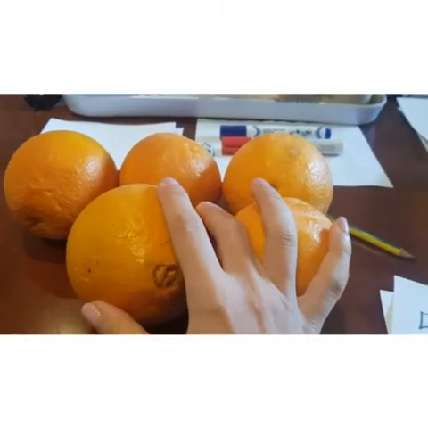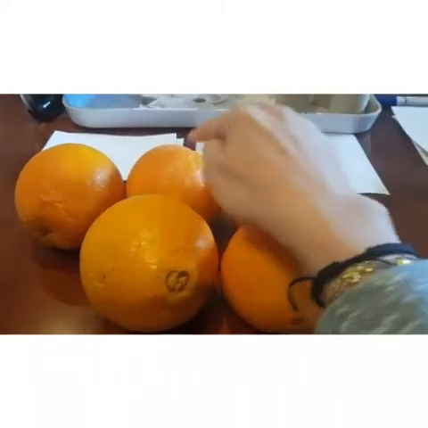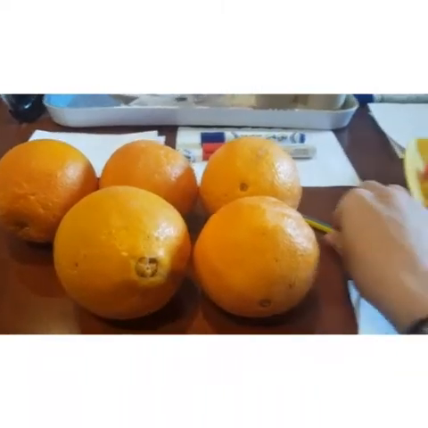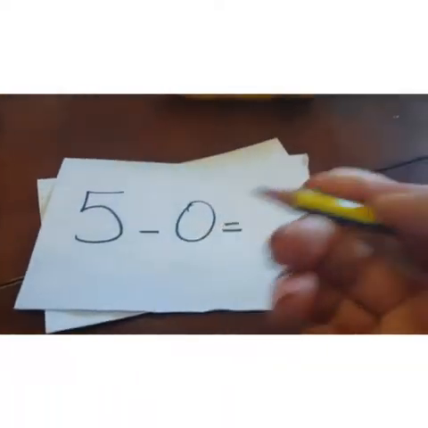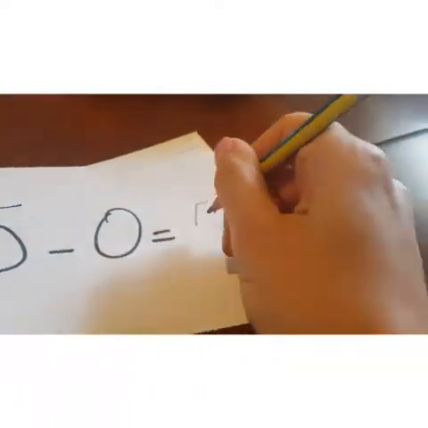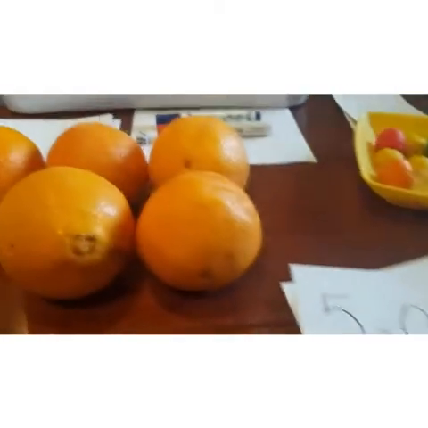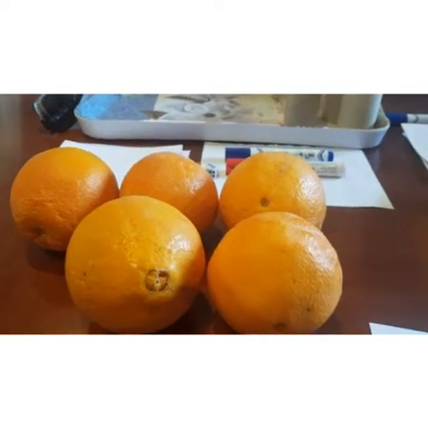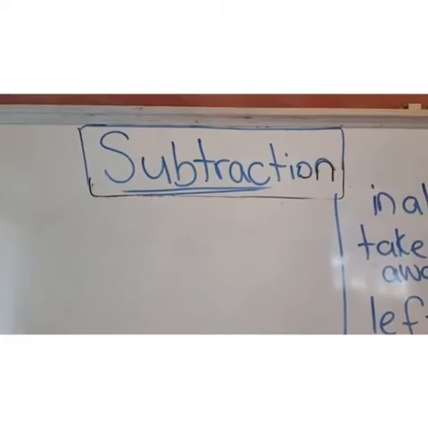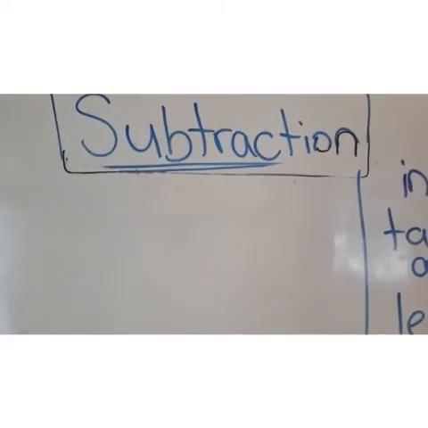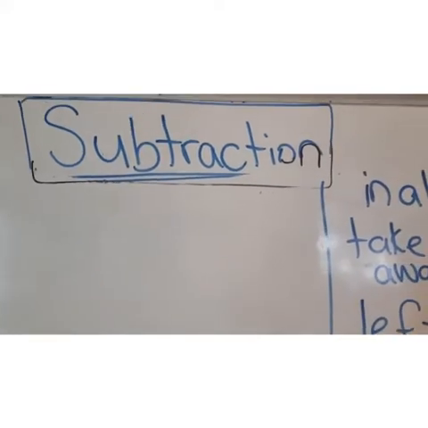So how many oranges do I still have? 1, 2, 3, 4, 5. I still have the same number because I didn't give away anything. It was 0. So my answer will still be the same, 5. Okay, so remember, when it's a 0, it means nothing, so I don't give away any of my oranges, so they're all mine.